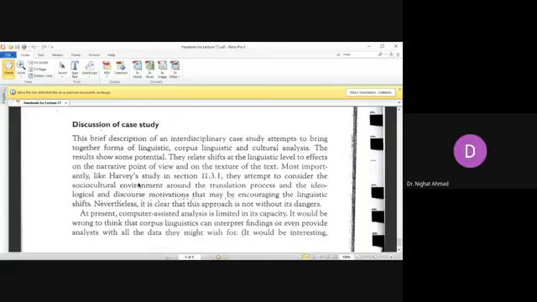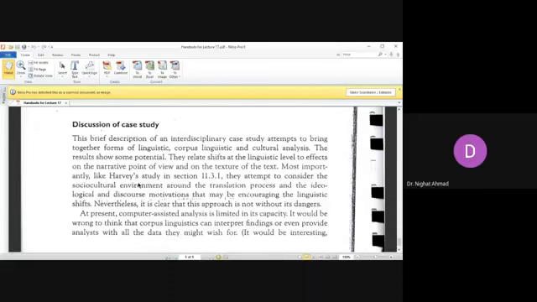The brief description of an interdisciplinary case study attempts to bring together forms of corpus linguistics and cultural analysis, and the results show some potential. They relate shifts at the linguistic level to effects on the narrative point of view and on the texture of the text. Most importantly, as in our case study given earlier in 11.3, they have to consider the social cultural environment around the translation process and the ideological and discourse motivations that may be encouraging the linguistic shift. Nevertheless, it's clear that this approach is not without its dangers.